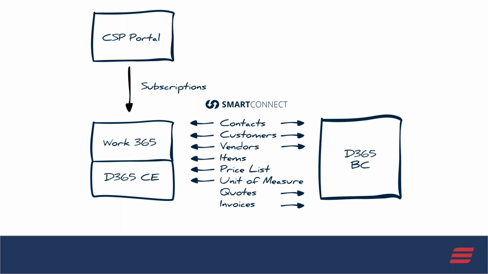So that's what I'm going to show today. I've got a couple of tenants spun up. I've got a Business Central and a Dynamics 365 environment. I've got a few invoices that have been generated through the subscription billing through Work 365, and we're going to look at SmartConnect picking them up, and the different options we have in terms of when we want that data to flow. Then I'll dive into SmartConnect to show how that's all done on the back end.